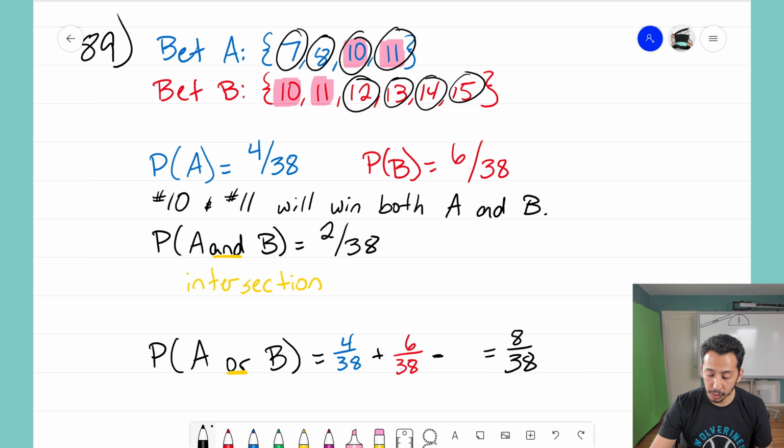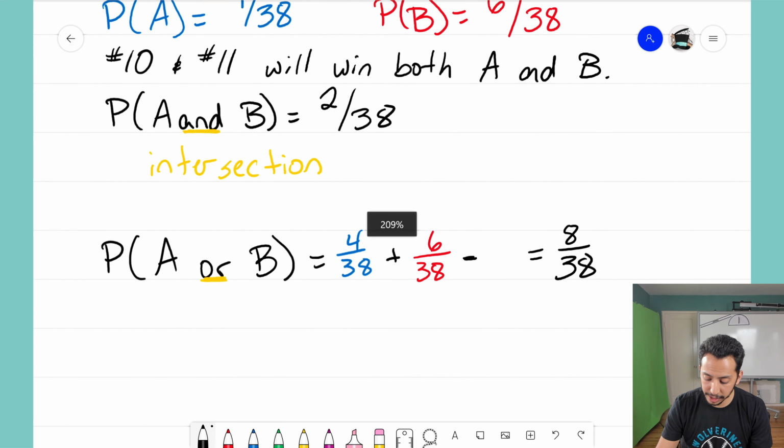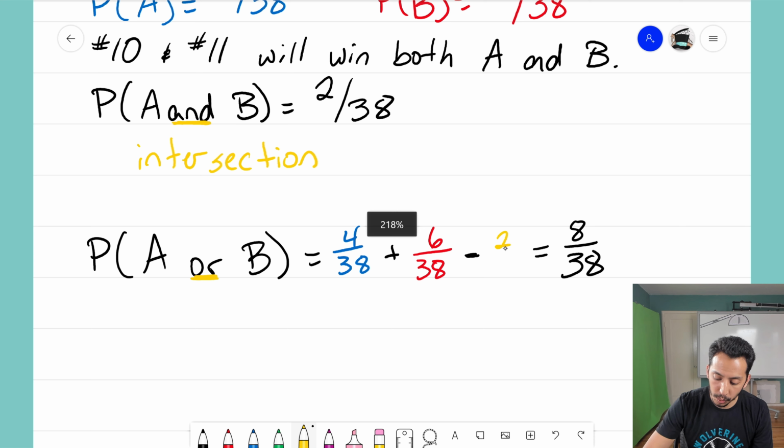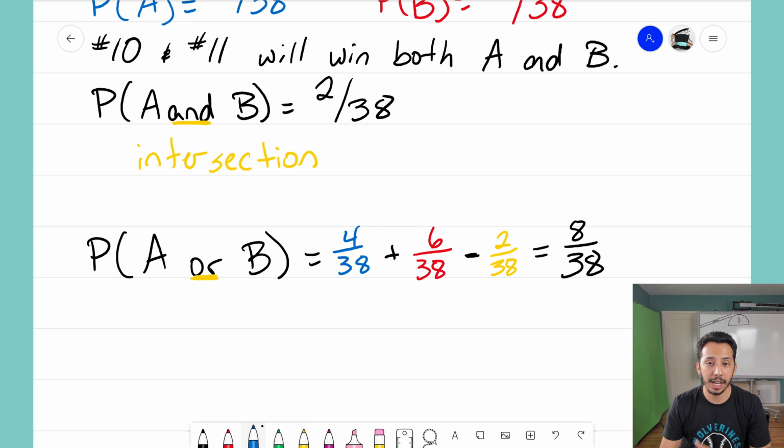But you need to subtract out any overlapping numbers. You need to subtract out any intersecting numbers. Remember, the intersection was 2. There was 2 out of 38 that intersected. So over here, we need to write down a subtraction of 2 out of 38. That's how we got our answer of 8 out of 38.